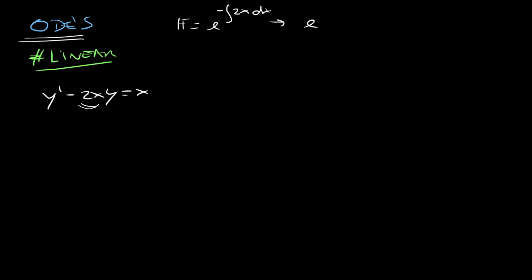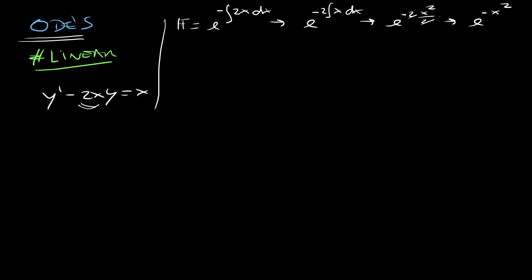So the solution to this is, the 2 comes outside. You have the integral of x dx. So this is e to the power of minus 2x squared divided by 2. Both these two cancel out. So this is e to the minus x squared. So this is the first step.